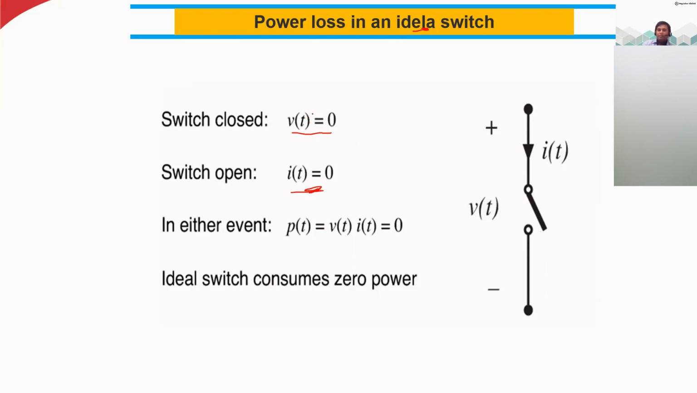And in either event, whether the switch is in the closed position or open position, P of t is equal to V of t multiplied by I of t. This is the standard formula you should always remember. I just put it with respect to time: V of t times I of t. This is the formula, nothing special. So an ideal switch consumes 0 power. We want the switch to consume 0 power when it is in the off condition. So the switching characteristics are important when we talk about semiconductor switches.